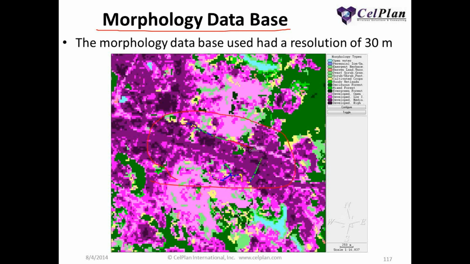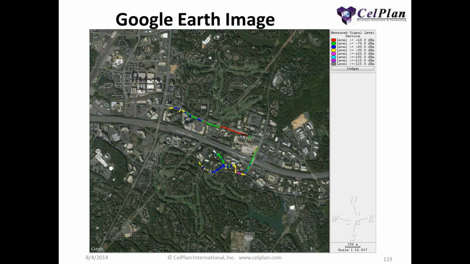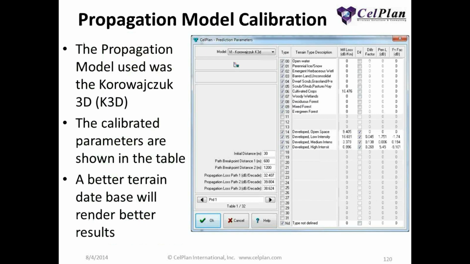This is the map image over the measured area we measured. This is the site that had the PCI that had the most measured points. This is the measurements over the Google Earth image. And we used the propagation model Korowajczuk 3D. We actually tested it with the different propagation models. The Korowajczuk 3D is the one that gave the best result, although the database is not as good. So a better database will get much better results.